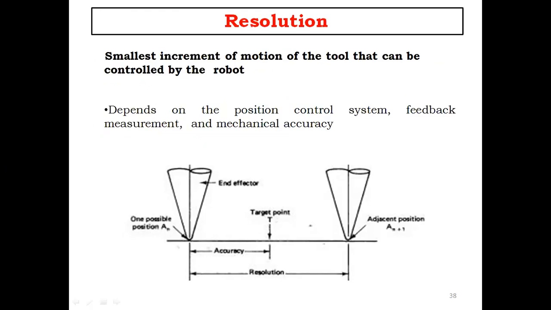Next we define resolution. Resolution is the smallest increment of motion of the tool that can be controlled by the robot. It depends on the position control system, so we can go for feedback, measurement, and mechanical accuracy. These are about the increment of a motion. That is the definition of resolution.